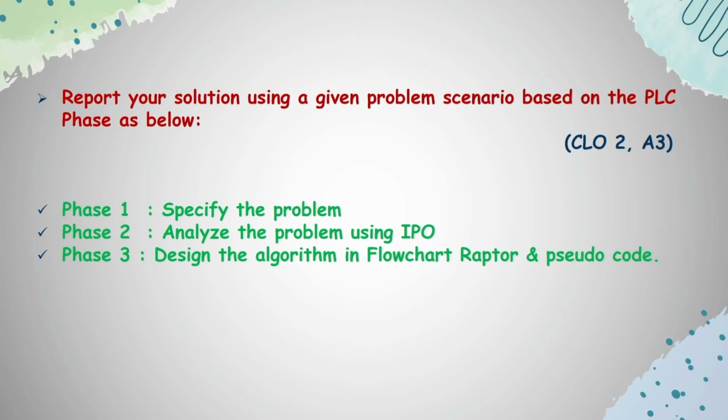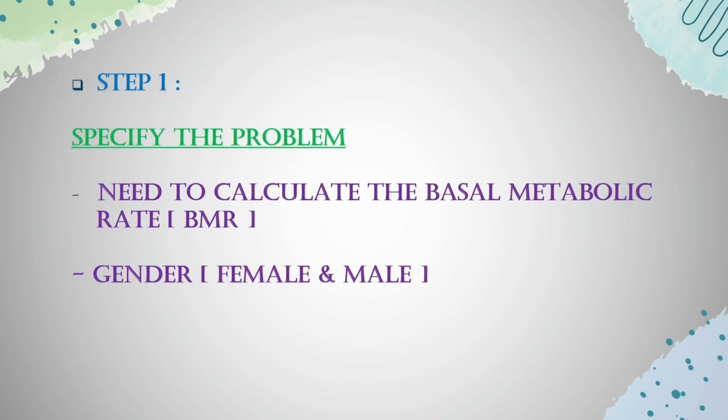First of all, we have to specify the problem, and then analyze the problem using IPO, which is input, process and output. And then third, we have to design the algorithm in flowchart and pseudocode. For step 1, specify the problem. Need to calculate the basal metabolic rate, which is BMR, and gender, female and male.